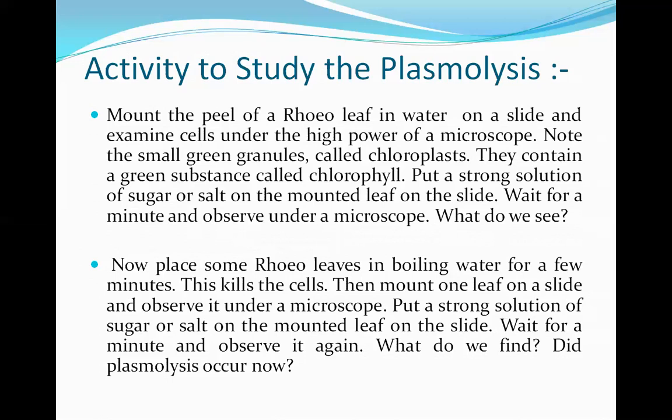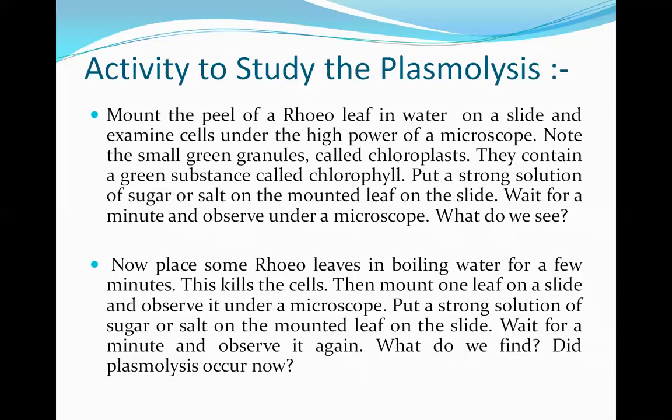So firstly, when we observe a normal slide with a drop of water after staining of the Rhoeo leaf, we will observe the normal cell organelles and the small green pigment called chloroplast, and they contain a green substance called chlorophyll. But after some time, we put a strong solution of sugar and salt on the mounted leaf on the slide. Now wait for a minute and observe under the microscope. Now, what do we observe?